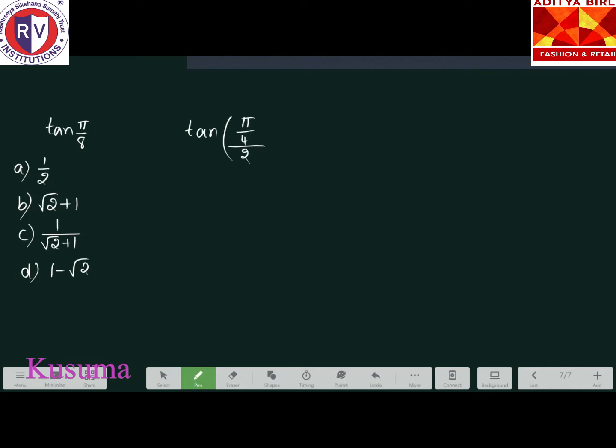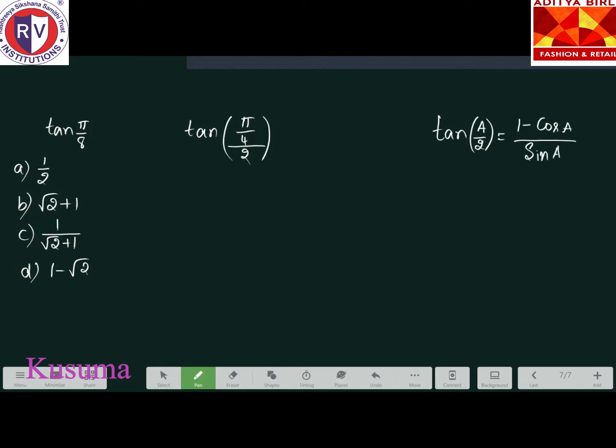So tan pi by 4 divided by 2 will give us tan pi by 8. By making use of half angle formulae, we can solve this quicker and easier. What does the half angle formula say? Tan A by 2 is equal to 1 minus cos A divided by sine A. This is the formula that you have to remember. Tan A by 2 is equal to 1 minus cos A divided by sine A.